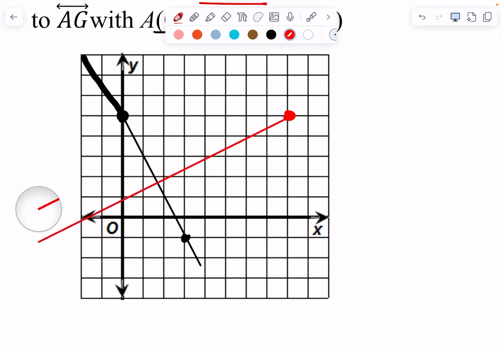Is that where it crosses? Does it cross over here? I don't know. Whoa. That is not perpendicular. Is that perpendicular? That's not perpendicular? That is. Okay. All right, so let's do this.